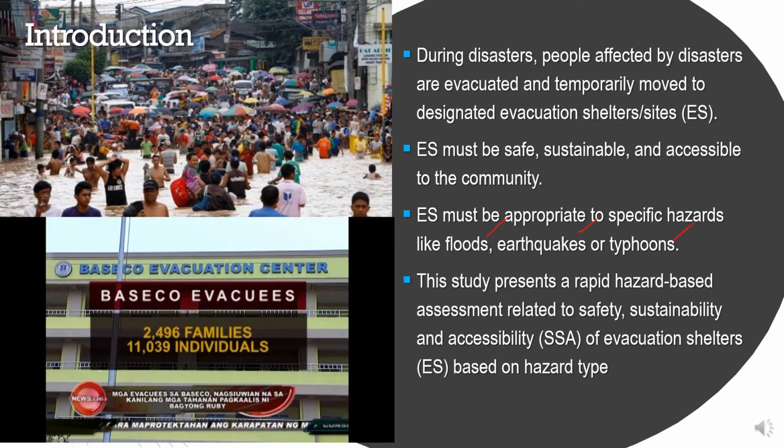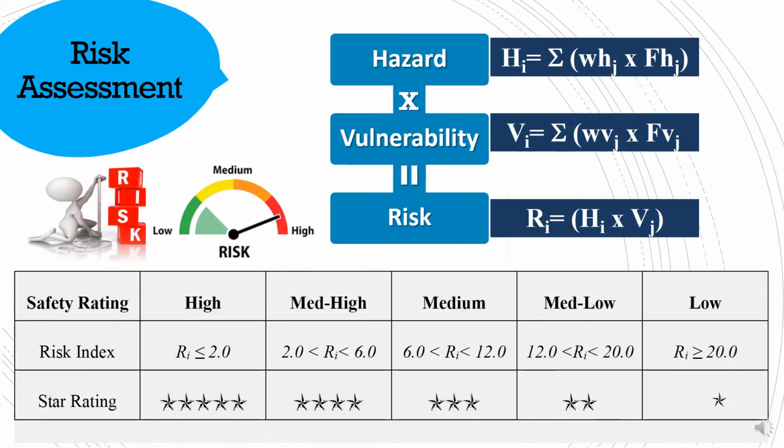This study presents a rapid hazard-based assessment related to safety, sustainability, and accessibility of evacuation shelters based on hazard type. The basic framework used for the risk assessment due to hazards is as follows. Hazard times vulnerability is equal to risk.